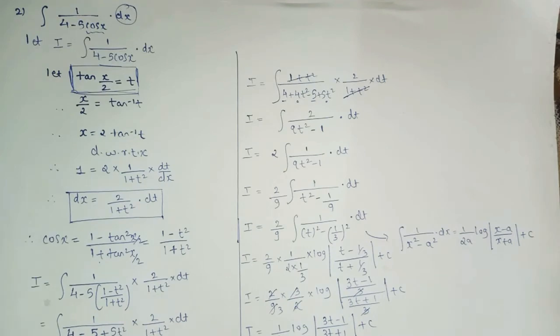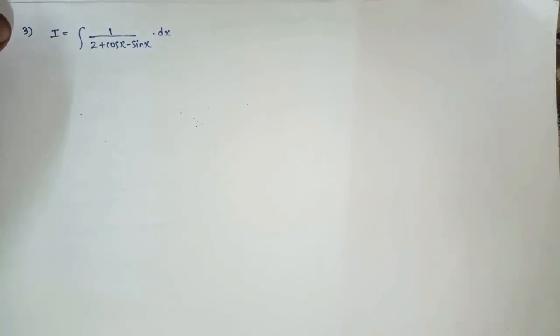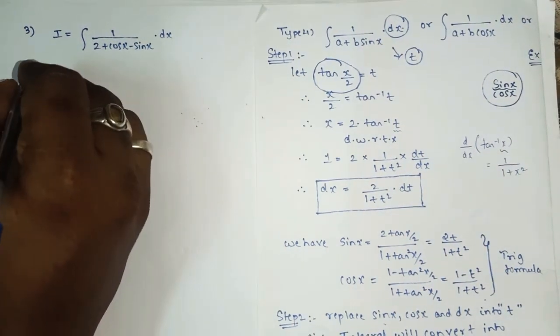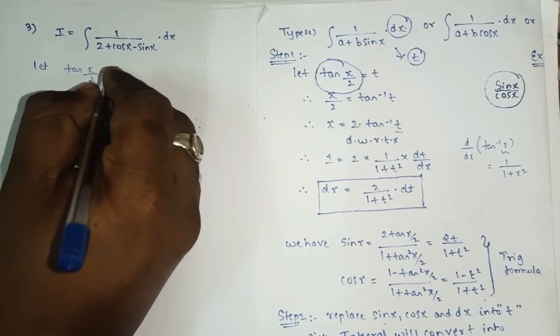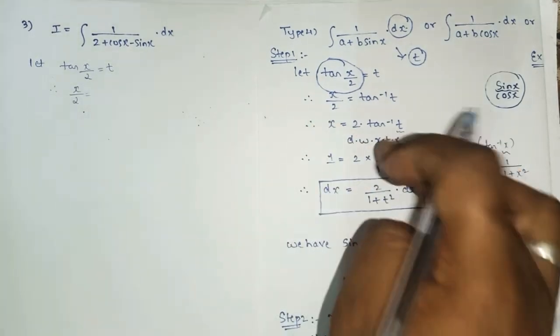I hope you all understood both the examples, one based on sine and one based on cos. Now we'll take one sum based on sine as well as cos. As I told, whether it is sine, cos, or sine and cos both, the format will be fixed. So we have to follow the same steps. So here we'll start with, let tan x by 2 equals to t. So tan will go that side, so x by 2. So as I told, the format will be fixed.